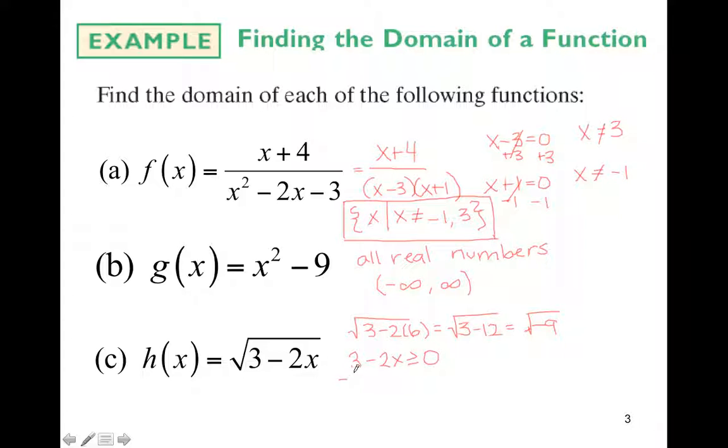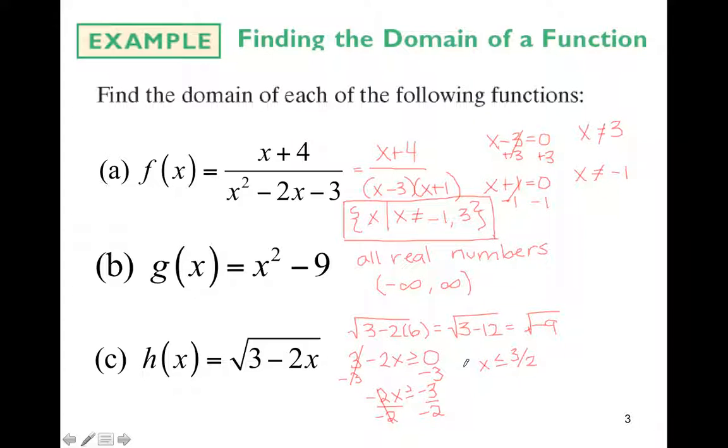Okay, so solve this. Subtract 3 on both sides. Okay, then remember the old algebra tricks here. When you multiply or divide by a negative with an inequality, you are going to reverse the inequality symbol. So it was greater than or equal to. Now it's less than or equal to. So x is less than or equal to 3/2.